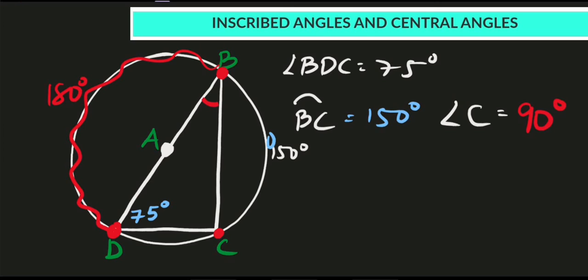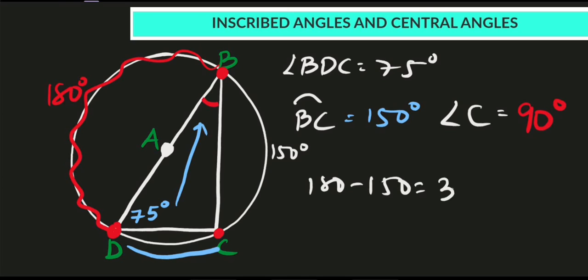Next is by applying the concept of another semicircle. Since the value of BC is 150, we need to solve for the value of DC and divide DC by 2 to solve for the value of angle B. Therefore, if BC is 150, let's subtract 150 from 180, which is equal to 30 degrees.